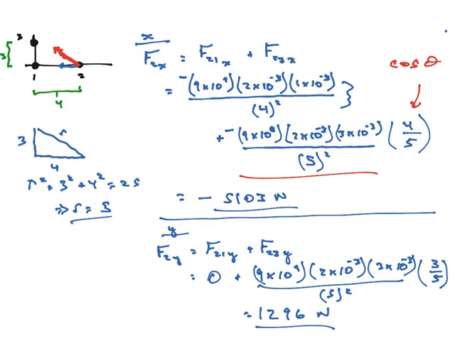All right, and we get, what were these numbers? So F2x is minus 5103, and F2y is positive 1296. So that's what we found before. Now I want to get my final answer, which is what's the magnitude and direction of this total force.